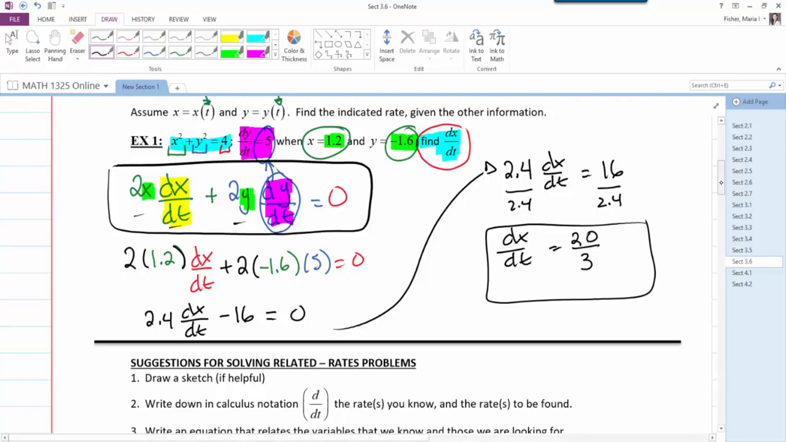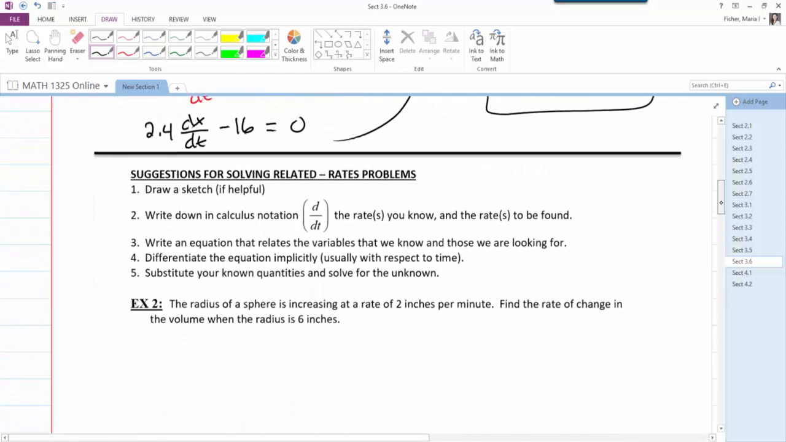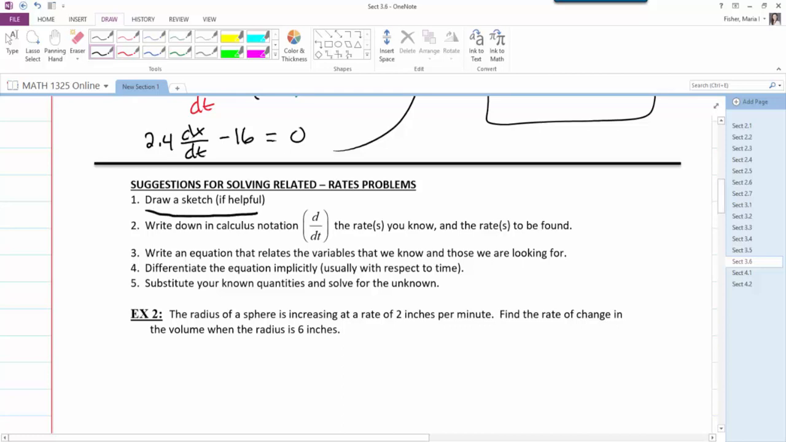So what are the steps to solving related rate word problems? First, draw a sketch if it's helpful. If it takes you a long time to draw it, then don't do it. Step 2, write down in calculus notation, which is d/dt, the rates you know and the rates you want to find. Step 3, write an equation that relates the variables that we know and those we're looking for. This is sometimes the hardest part, writing that equation. Step 4, differentiate implicitly with respect to time. And step 5, substitute your known quantities and solve for the unknown.